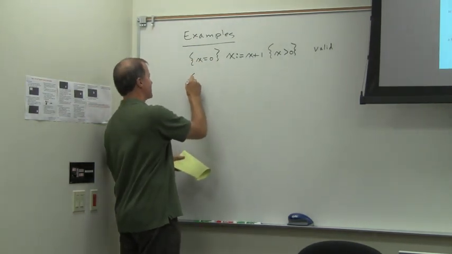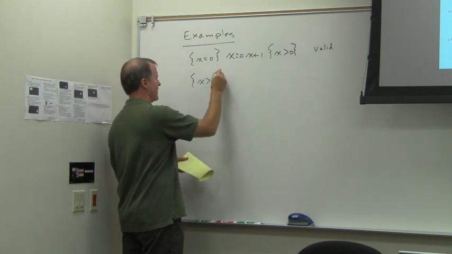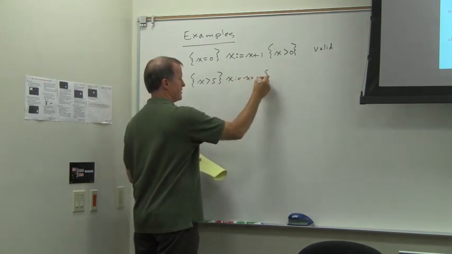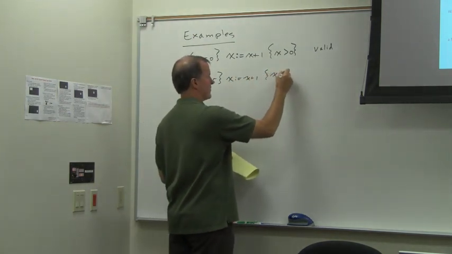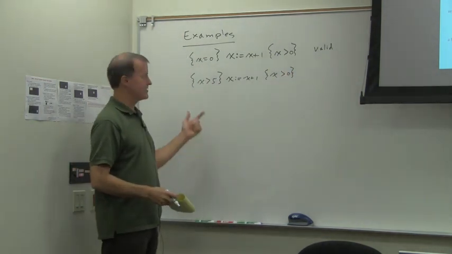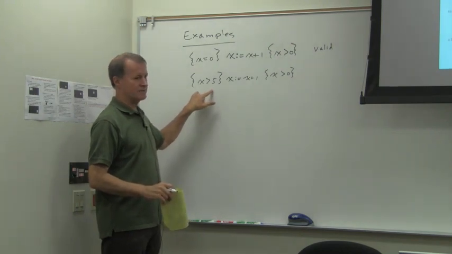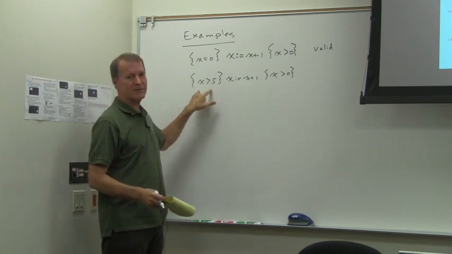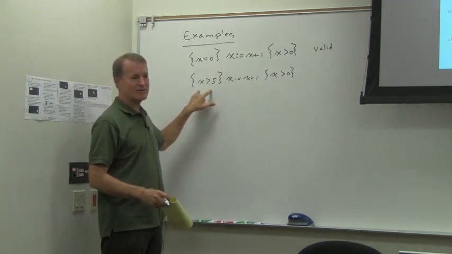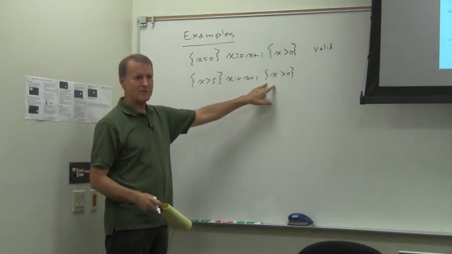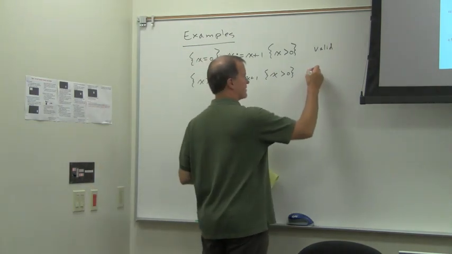Okay, but how about this? X is greater than 5. X gets x plus 1. X is greater than 0. Do you think this is valid? In other words, if x is greater than 5, and then you execute the statement, x gets x plus 1. So if it's greater than 5, that means it must be 6, 7, 8, 9, whatever, on up, and you do x gets x plus 1. Is it guaranteed that x is greater than 0? Yeah, so this is valid, right?